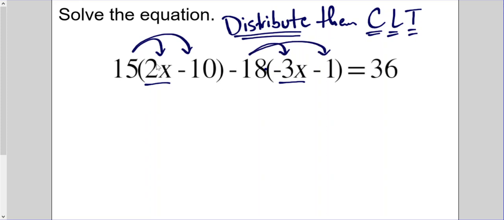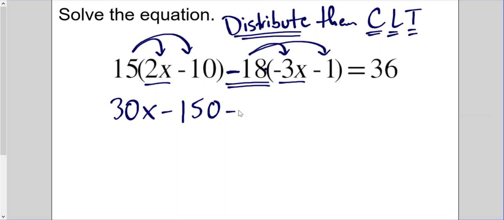So I'm going to multiply 15 times 2x and 15 times negative 100. That gives me 30x minus 150. And this sign is saying I'm subtracting this product, this 18 times this set of parentheses. But instead of seeing it like that, I'm going to see this as a negative 18 that gets distributed into both of these terms. So negative 18 times negative 3x becomes 54x. Negative 18 times negative 1 becomes a positive 18.